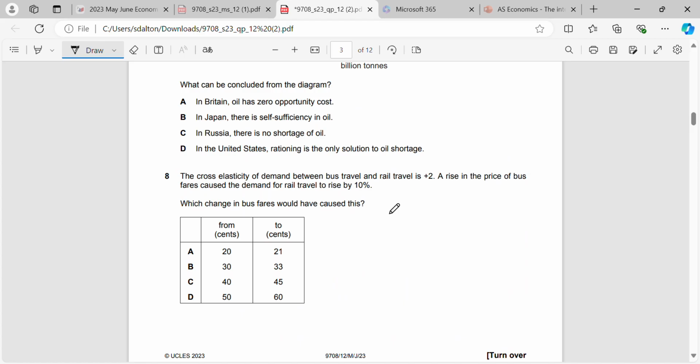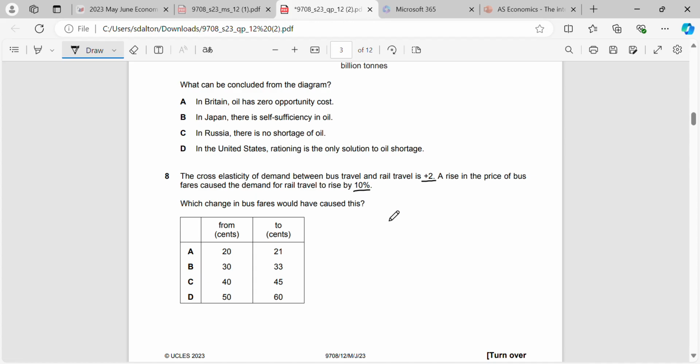Okay, question 8. Cross-elasticity of demand between bus travel and rail travel is +2, so we know that they're strong substitutes. A rise in the price of bus fares caused the demand for rail travel to rise by 10%. What change in bus fares would have caused this? Okay, so implement it into your formula.